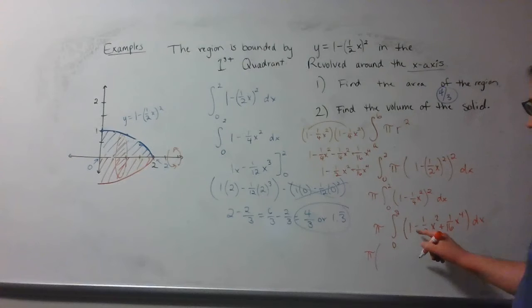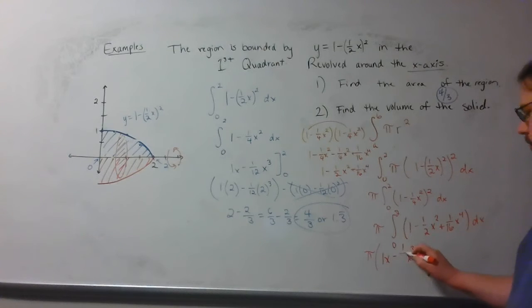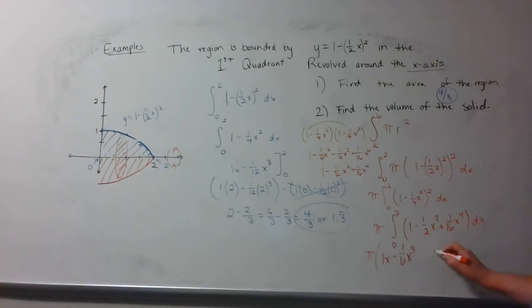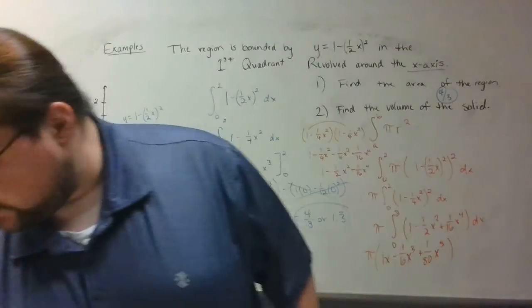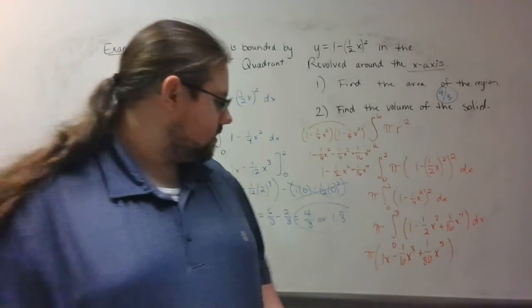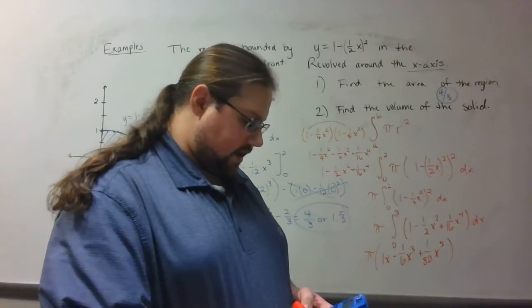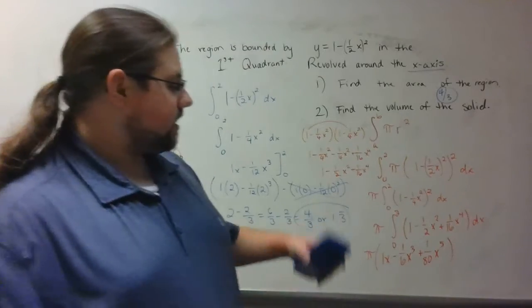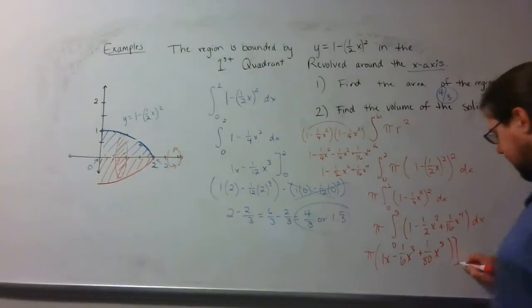Don't forget your pi. 1x minus, I'm going to make that x cubed, so I'm going to divide by 3, which makes 1/3. That's going to become x to the 5th, so I'm going to have to multiply 4 times 5, which should be 20. I'm going to double check just to be sure. Yeah, 20. All right, then again, we're going to do 0 to 2.